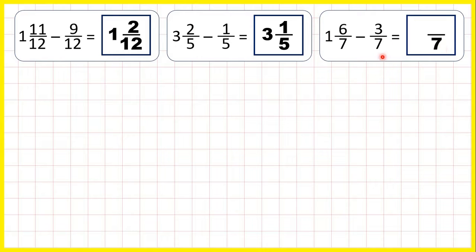So the denominator stays the same in our answer. 6 minus 3 is 3, and 1 minus nothing is 1, so our answer is 1 and 3 sevenths.